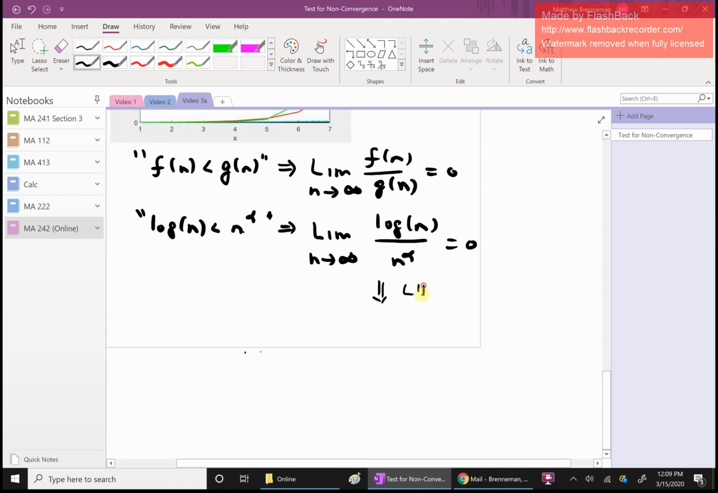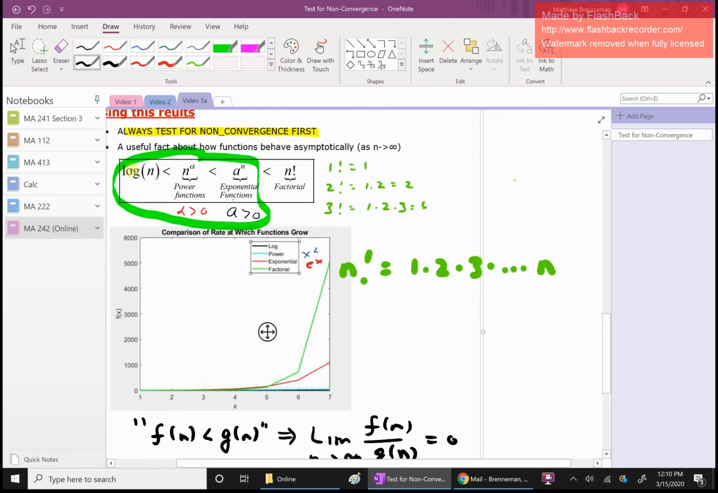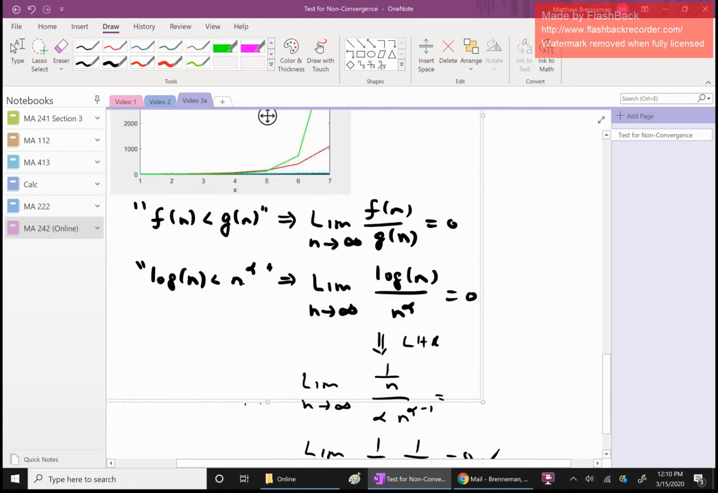Okay, so if I use L'Hopital's rule, I'm going to get 1 over n times alpha n to the alpha minus 1. And this is going to be equal to the limit as n goes to infinity of 1 over alpha, and when I bring the n down here, I'll have n to the alpha over alpha. And remember, alpha is positive. So n to the alpha as n goes to infinity. So sure enough, this goes to 0. Okay. So even though you can prove this, if you know these rules, you'll be okay. You can just use them. But it's nice to know where they come from, right?